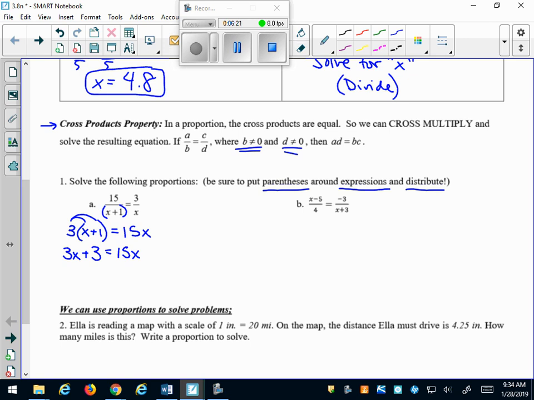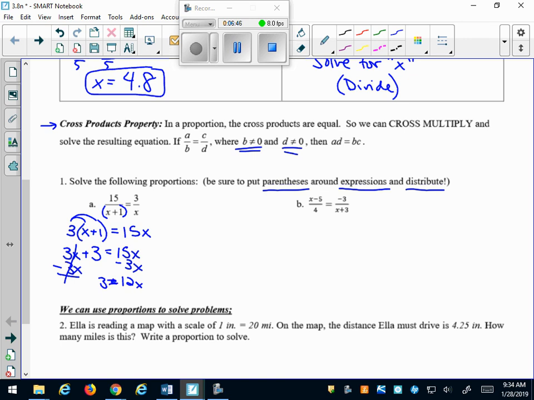Okay, we can't divide yet because we have this little leftover thing here. So we have to actually collect all the x's together. Subtract 3x on both sides, because we need to get it so that all the x's are on one side. So we get 3 equals 12x.